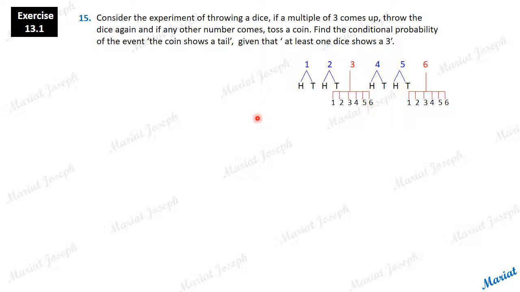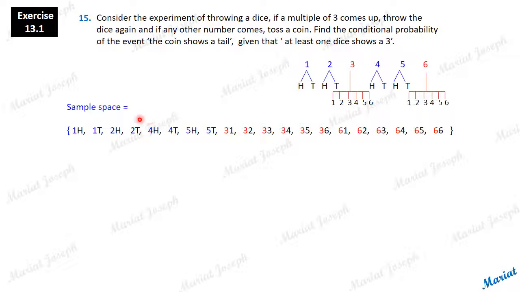Let's write it as a set. Sample space is the set of all possible outcomes. They are 1H, 1T, 2H, 2T, 4H, 4T, 5H, 5T. Now the multiples of 3: 3,1; 3,2; 3,3; 3,4; 3,5; 3,6; and 6,1; 6,2; 6,3; 6,4; 6,5; 6,6. Altogether there are 20 outcomes.